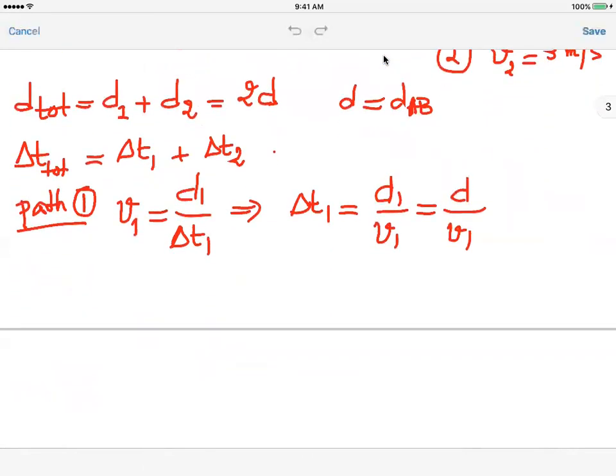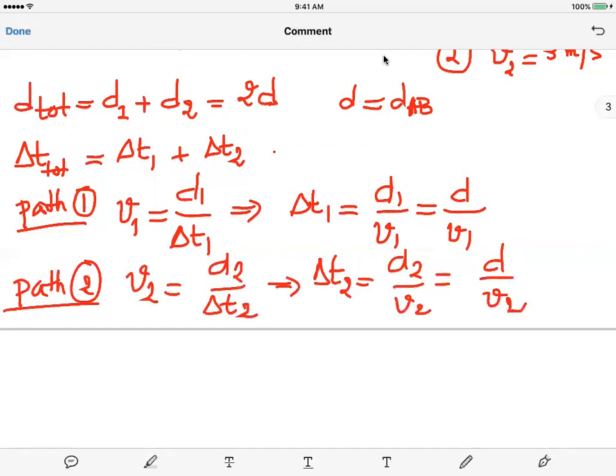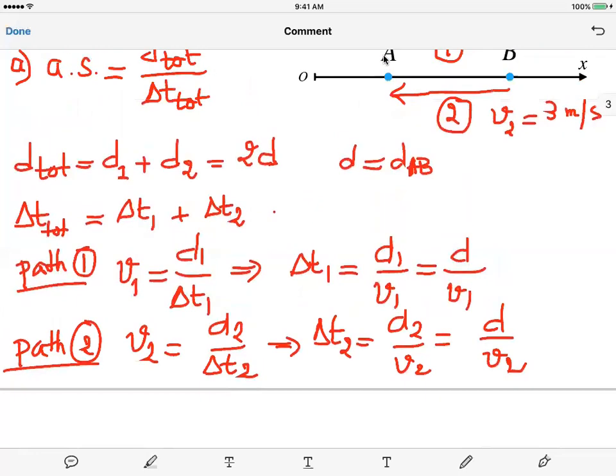Let's continue. Along the second part of the path, which we called path number 2, we also know that the speed v2 is equal to d2 divided by delta t2. And so from here we can deduce in the same way that delta t2 is given by the distance d2 divided by v2. And again, the distance d2 is the same as the distance d, so we can write it as d divided by v2. Now, what we need is to determine the average speed.